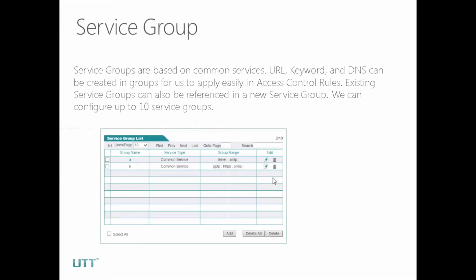The last part is service group. Similar to user group, a service group allows us to apply services in a group. Service groups are based on common services. URL, keywords, and DNS can be created in groups for us to apply easily in access control rules. Existing service groups can also be referenced in a new service group. We can configure up to 10 service groups.